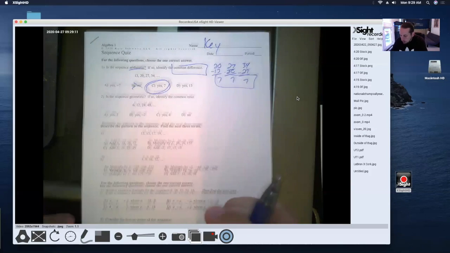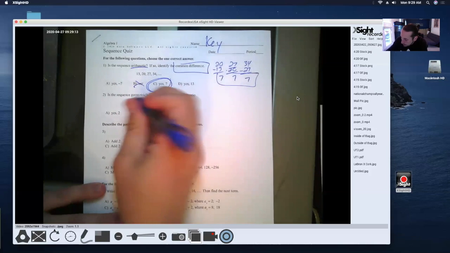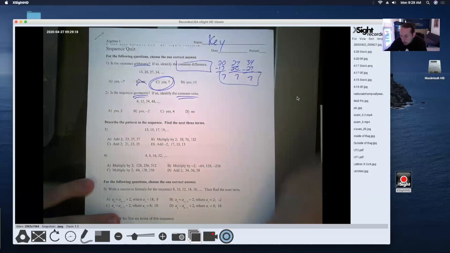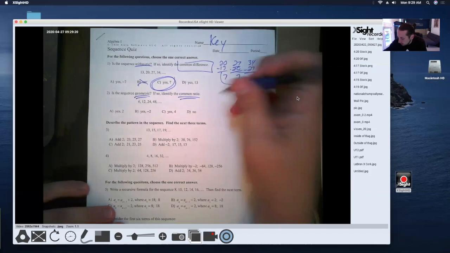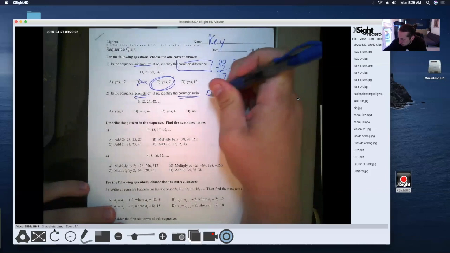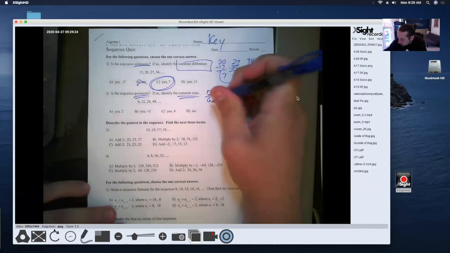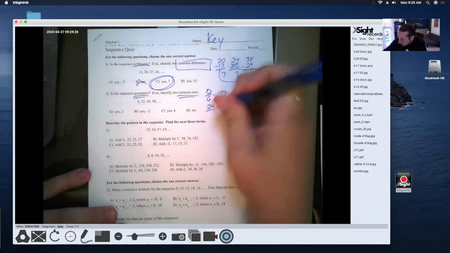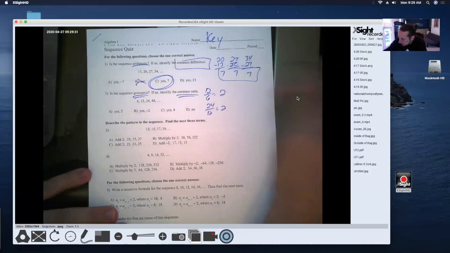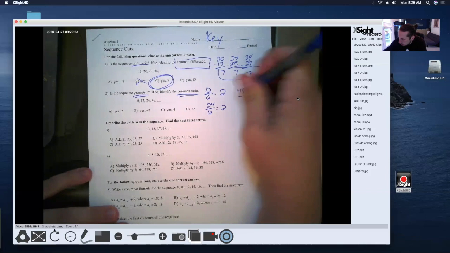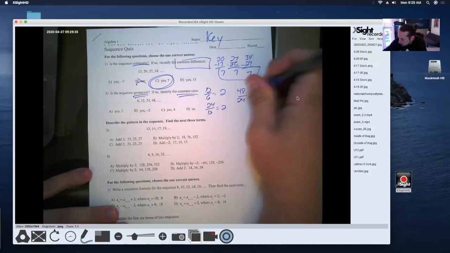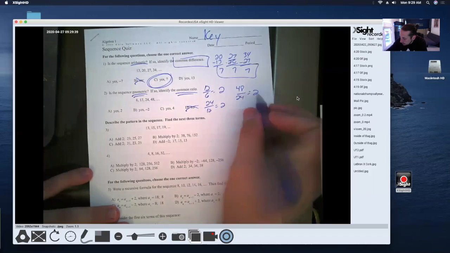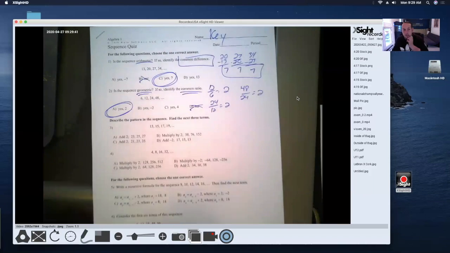Okay. Number 2 is similar. Is the sequence geometric, and you need to find a common ratio. Same process as before, but now we're going to use division. Second term divided by first term gives us 2. Third term divided by second term gives us 2 again. Fourth term divided by third term gives us 2 again. So they all match, and the answer is yes. We can cross that one out, and it is positive 2. So the answer for number 2 should be A.